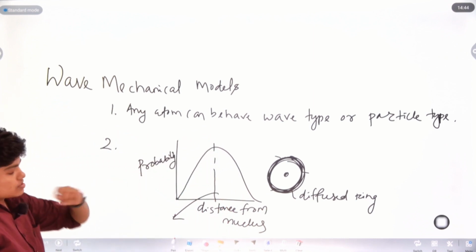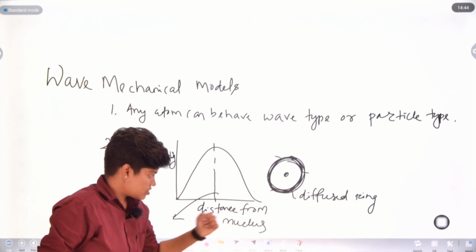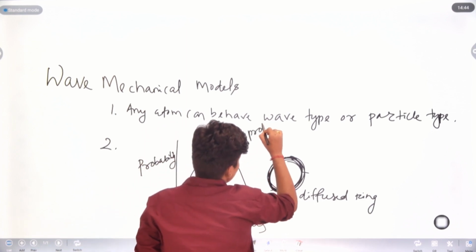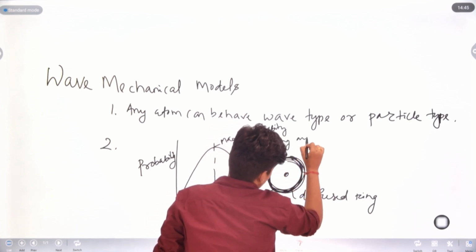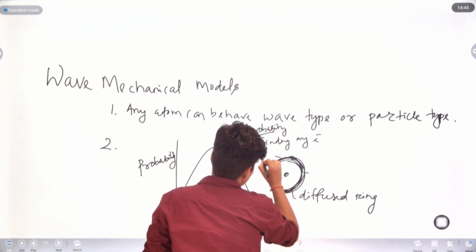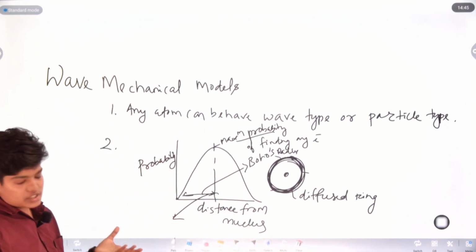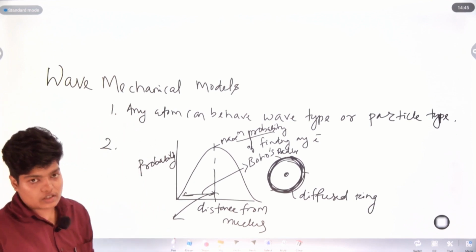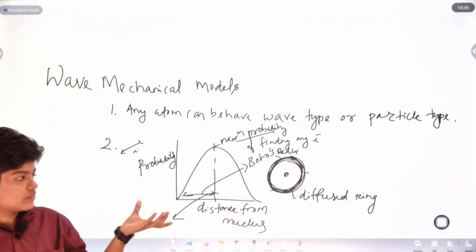In the y-axis, this is the probability of finding any electron at a distance r from the nucleus, and this is the distance from the nucleus, and this is the maximum probability of finding any electron. This is the Bohr radius, and somehow it coincides with Bohr's model. Bohr gave his Bohr radius, at which distance the probability of finding the electron is maximum. So we cannot say that at this distance the electron will be found, but we can say that at this distance the probability of finding the electron is maximum.